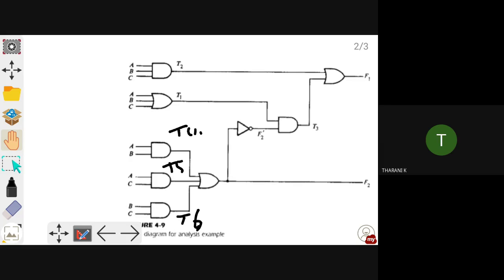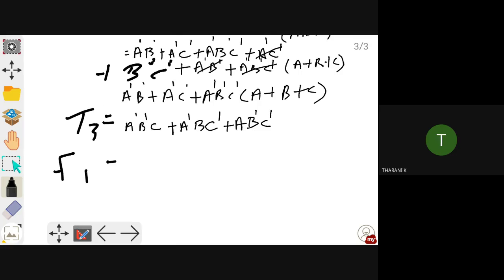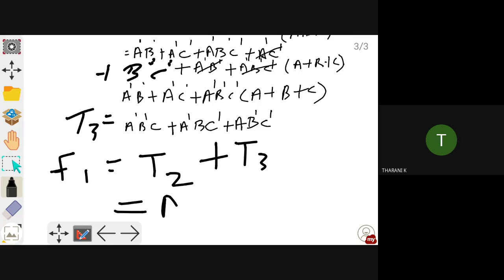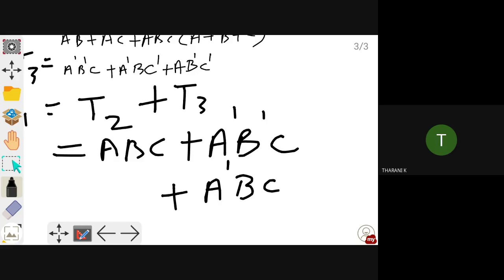So F1 is T2 plus T3. So F1 is equal to T2 plus T3. So T2 is ABC, so ABC plus T3, which is A dash B dash C plus A dash B C dash plus A B dash C dash. So this is your F1 now. Is it clear?